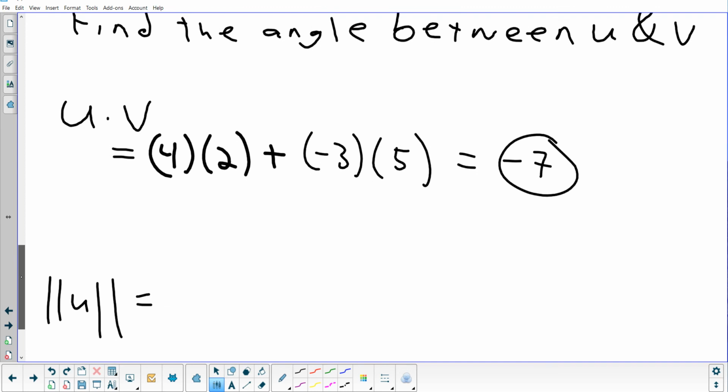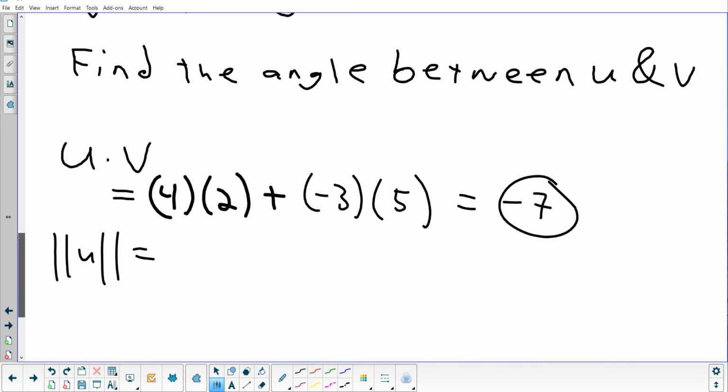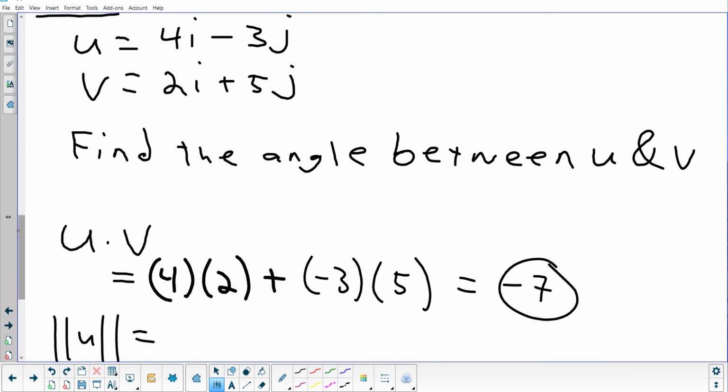Next thing we need is the magnitude of U. Let me see if I can move that up and keep it on the screen. Yep. All right. Can someone else tell me how I'm going to set up the calculation for magnitude of U?